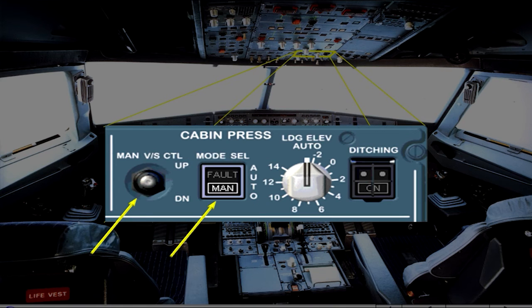The mode selector switch enables the system to be used in manual mode in case of failure of the automatic function. The man vertical speed control switch is used to set the cabin pressure altitude when manual mode is selected. In this configuration, the third electrical motor, operating the outflow valve, is directly controlled by this manual vertical speed control switch.